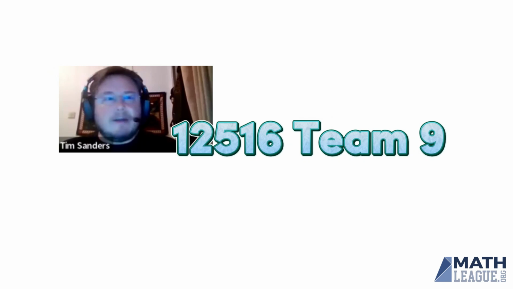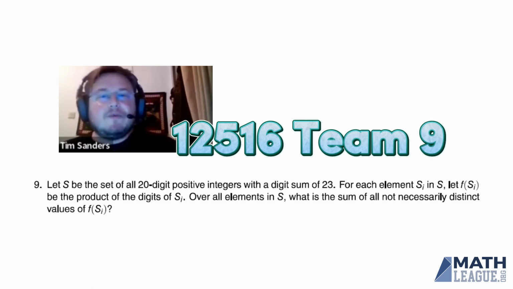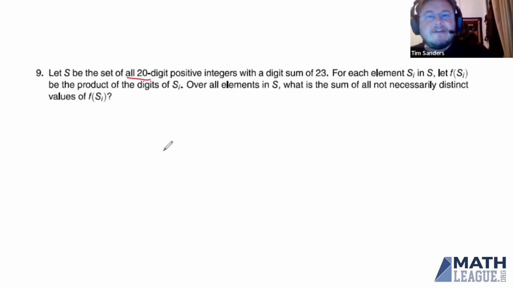All right, let's go ahead and take a look at problem 9 from the team round here. First off, in problem number 9, we've got 20-digit positive integers and the digits sum to 23. All right, let's take a look at this. I've got 20 spaces for digits.